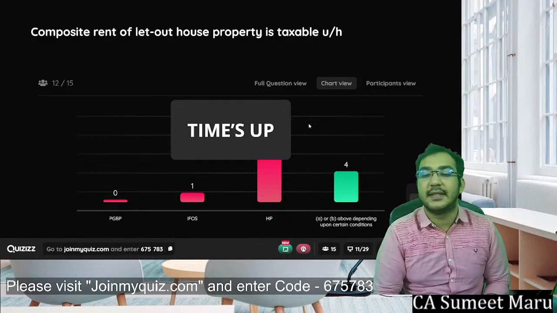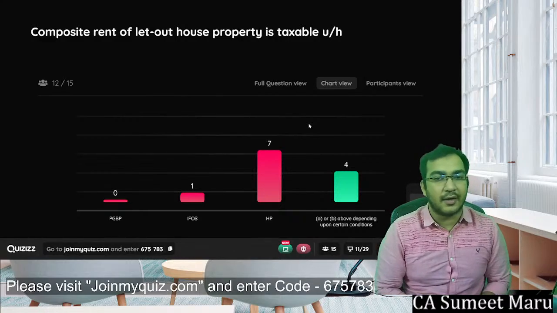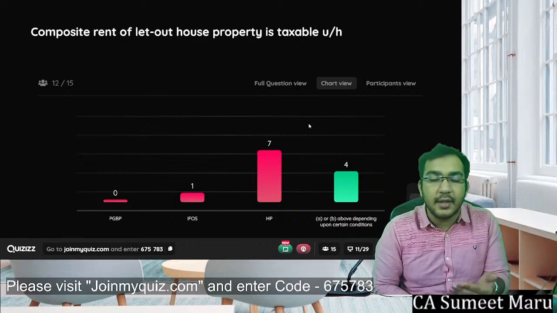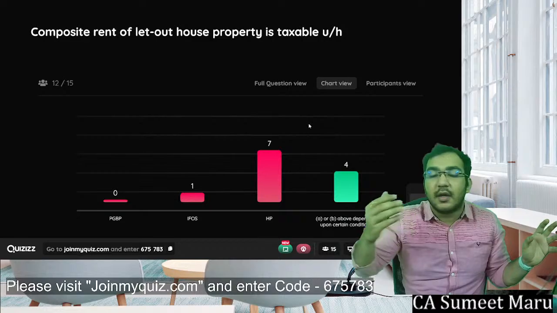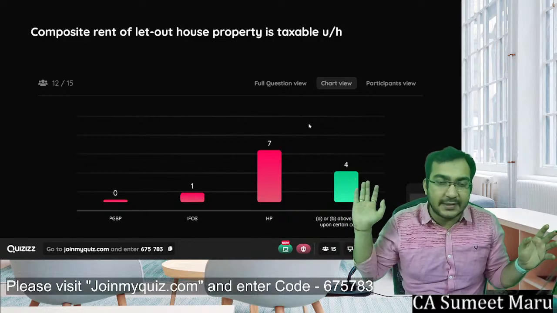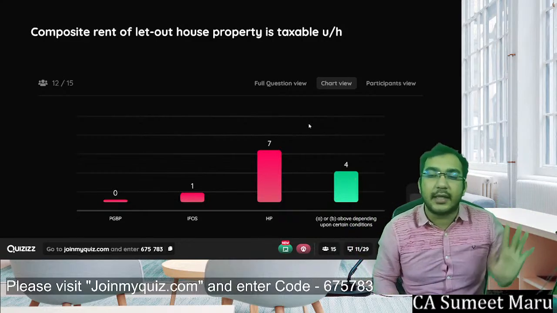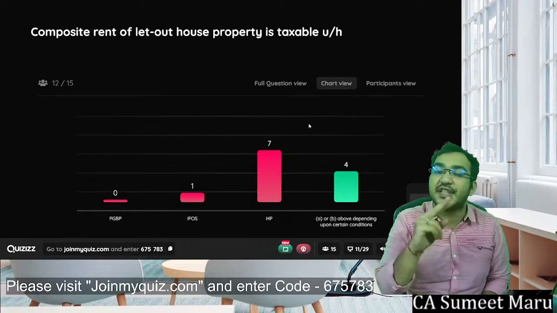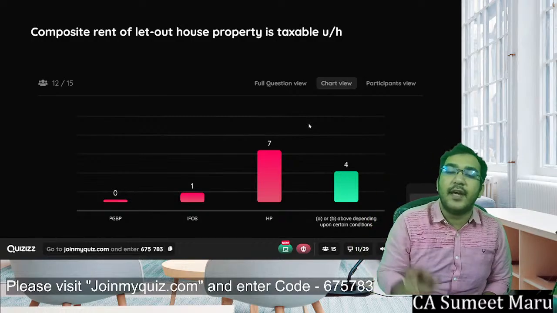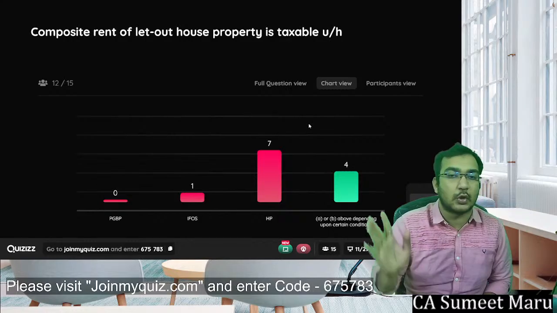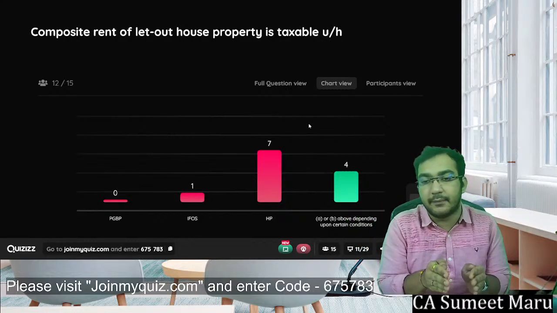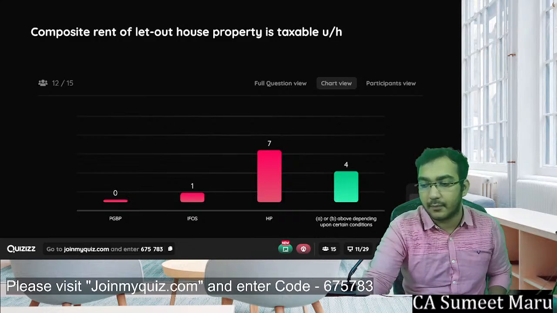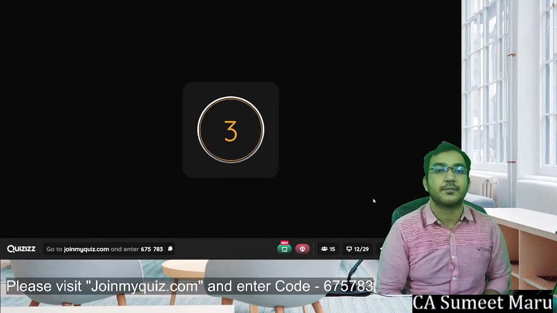Answer is option D. Okay, see here, if bifurcation is given, then it's fine. The rent on furniture will go under income from other sources, the rent of property will go under income from house property. But if bifurcation is not given, it will always go under income from other sources, because you are renting furniture as well as house property. Clear, everyone? Next question.